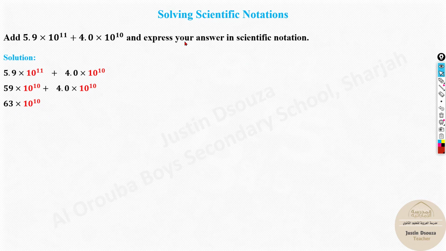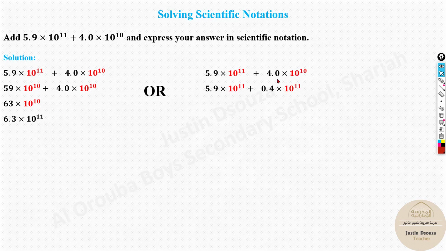Is it over? Now they have told us to express the answer in scientific notation. Scientific notation means there will be only one significant digit before the decimal point. So we have 6 and 3, so we need to get 6.3, that is 6 decimal point 3. That means from 63 to 6.3, we are reducing this number and increasing the exponent. Since we reduced it from 63, increase the exponent to 11. That's it, increase it by 1.